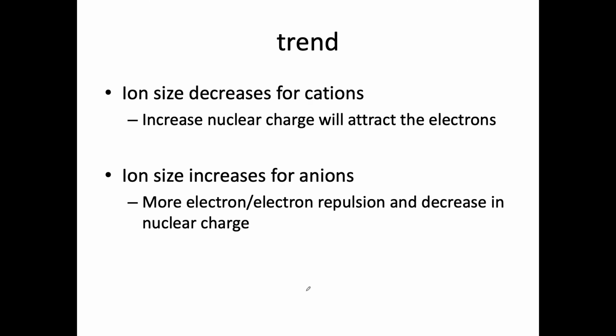And when we have a trend, the ion size decreases when we have cations. The more electrons we remove, the smaller the cation will be. So, Ca plus 1 is going to be bigger than Ca plus 2, and calcium neutral is going to be bigger than Ca plus 1. So as we take more electrons away, the ion gets smaller. But if we go, say, oxygen, it's going to be smaller than O minus 1, which is going to be smaller than O minus 2. We're going to end up with more electron-electron repulsion and a decrease in nuclear charge, and the ion is going to get bigger and bigger and bigger, and that's going to be the trend.